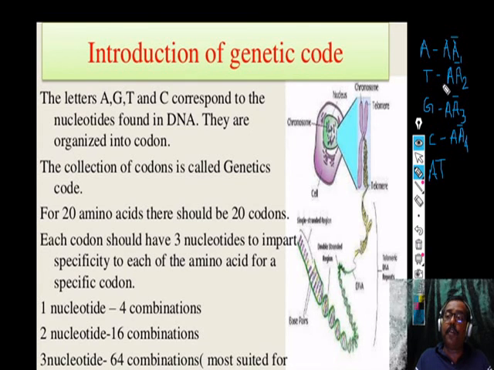Then we can consider 3 nucleotides. If that is the case, then for 3 nucleotides there will be 64 combinations. Now the 64 codons can easily code for the 20 different amino acids.